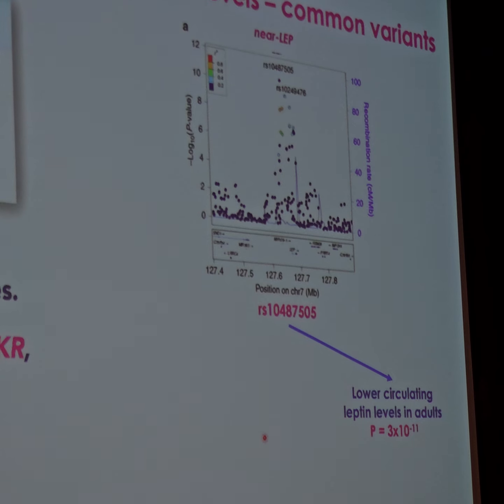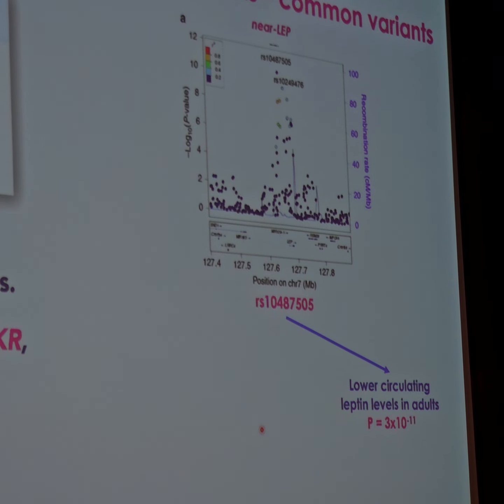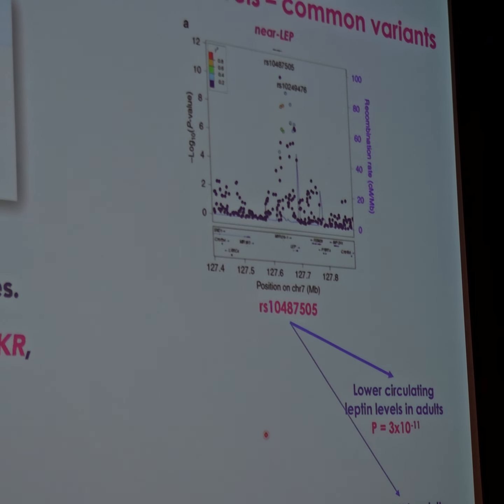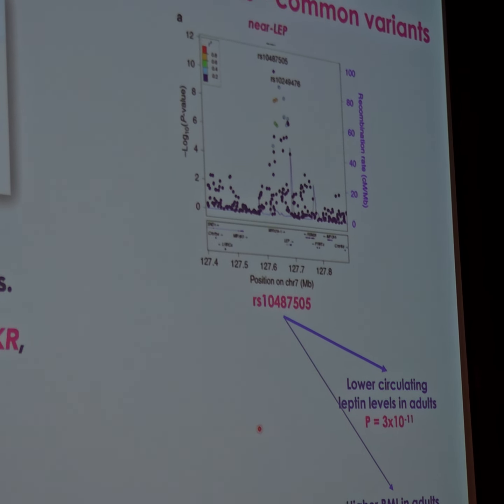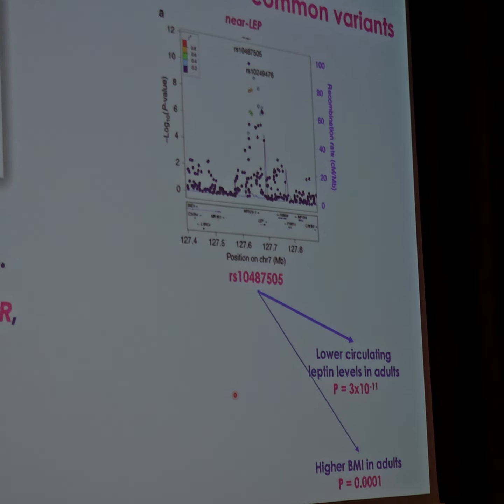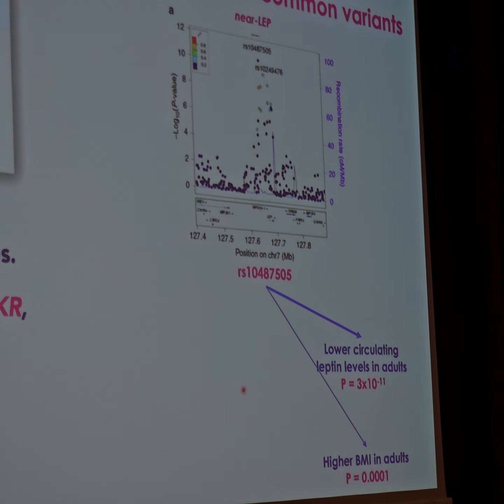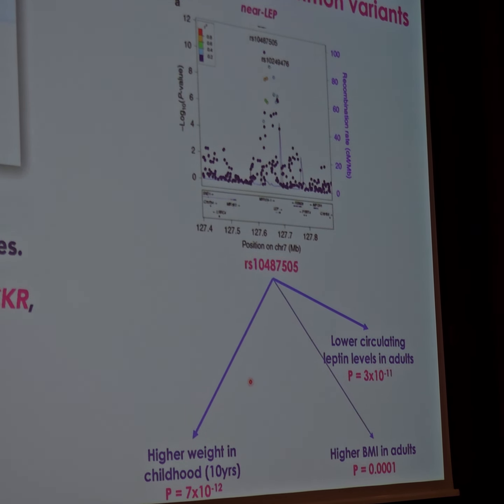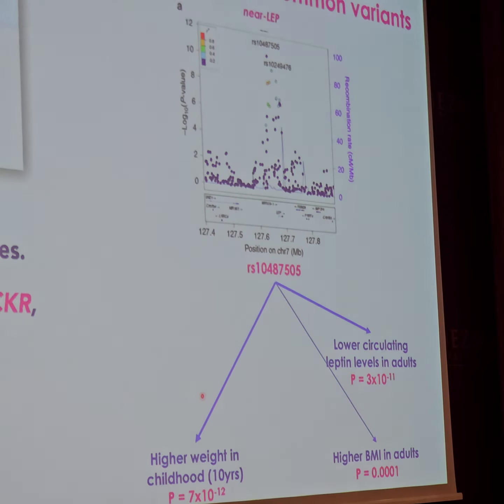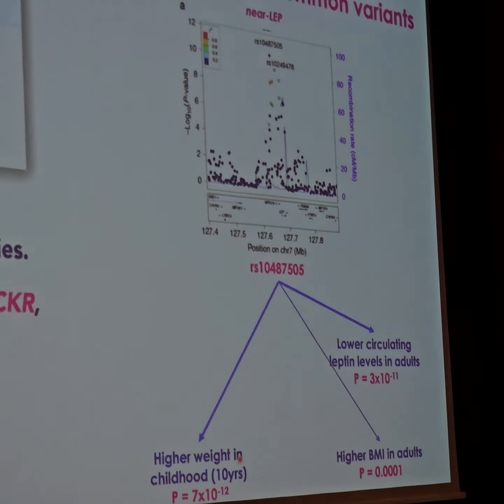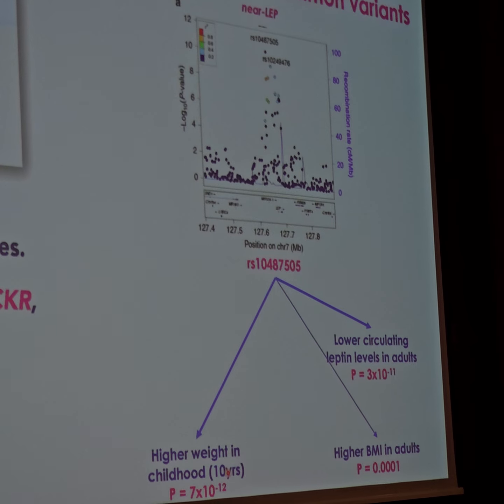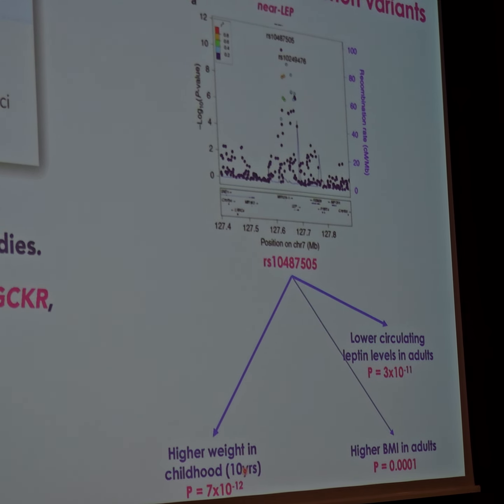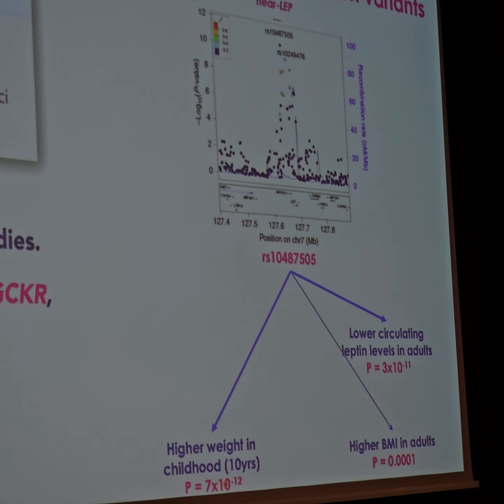The association with adult BMI is there, but it's not super significant. But what stood out in this analysis, and I think this is important, is that the leptin lowering allele is associated with higher risk of adult or childhood obesity. In the UK Biobank, individuals who carry this leptin lowering allele are far more often reporting that they were plumper in childhood. And this is highly significant as well.